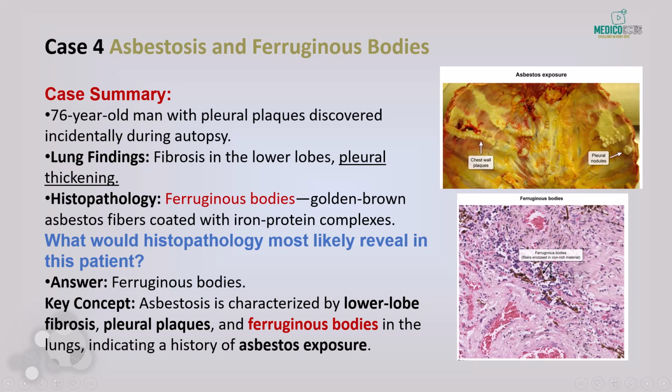The pleural plaques seen in this patient are common in asbestos-related pleural disease, and while they may be asymptomatic, they indicate past asbestos exposure and increase the risk for further complications, including mesothelioma and asbestos-related lung cancer. So, this case highlights asbestosis, characterized by pleural plaques and lower lobe fibrosis. The hallmark feature on histopathology is the presence of ferruginous bodies, which are specific to asbestos fiber inhalation and differentiate this condition from other pneumoconioses.